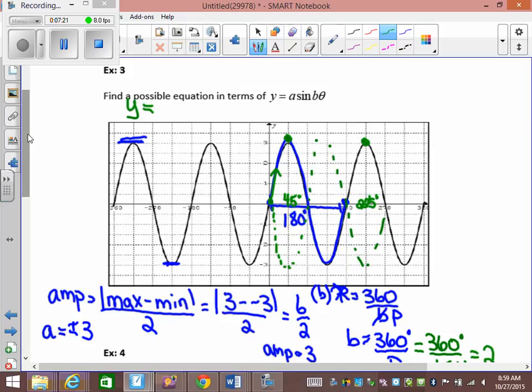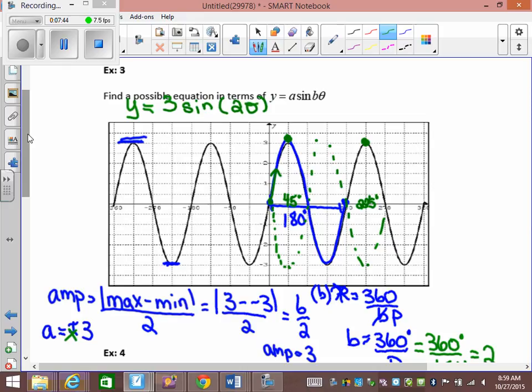So if there's no translations and I'm going downwards right away, that means my A value is negative. This graph is going up, so my A value is positive. So I actually know that my A is not the negative version, it's only the positive version. So it's going to be y equals 3 sine 2 theta.